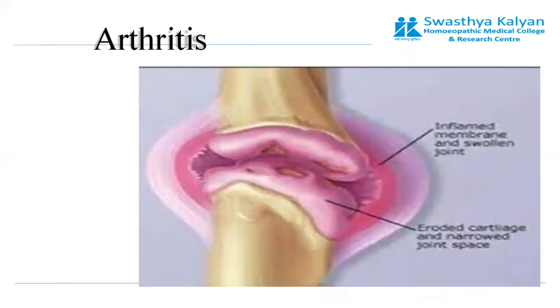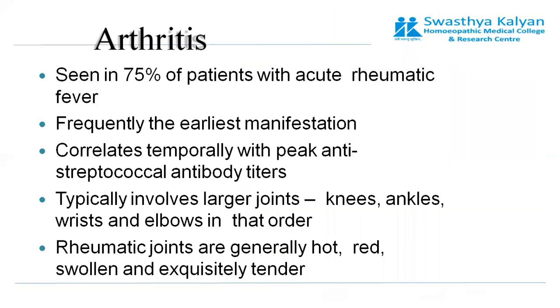Arthritis. Arthritis is seen in approximately 75% of patients with acute rheumatic fever, and it is one of the earliest manifestations that can be seen. It correlates temporally with peak anti-streptococcal antibody titer, typically involves larger joints like knee, ankle, wrist, and elbow, in that order only. The most affected one is the knee joint, whereas the least affected one is the elbow joint.